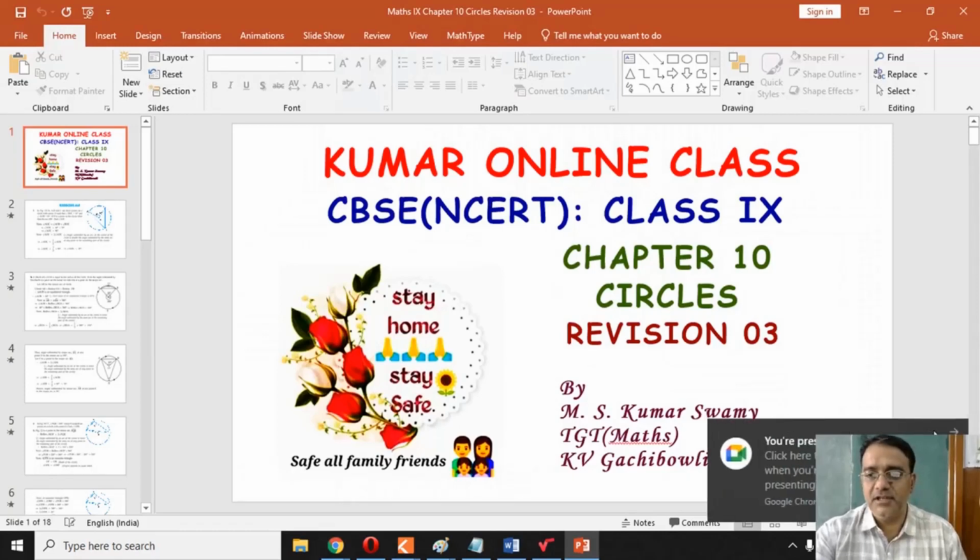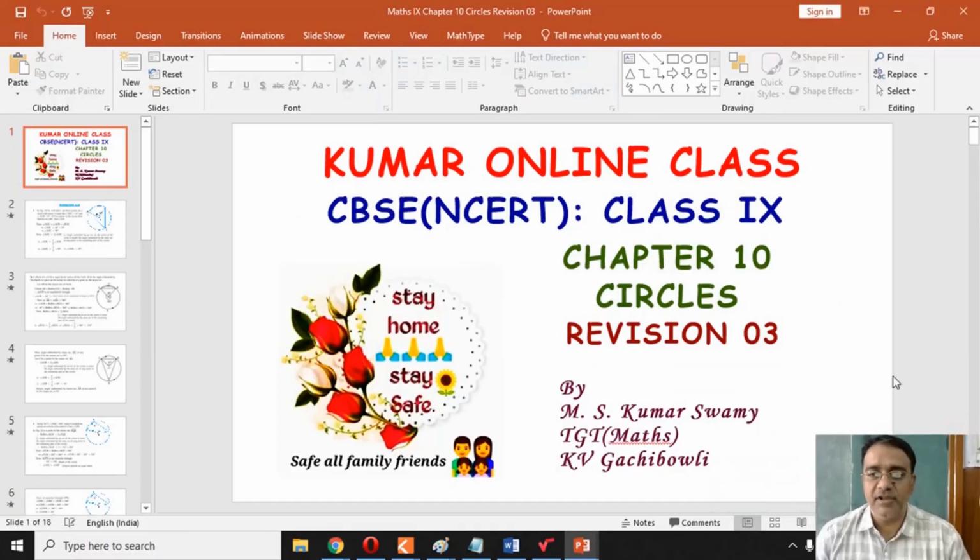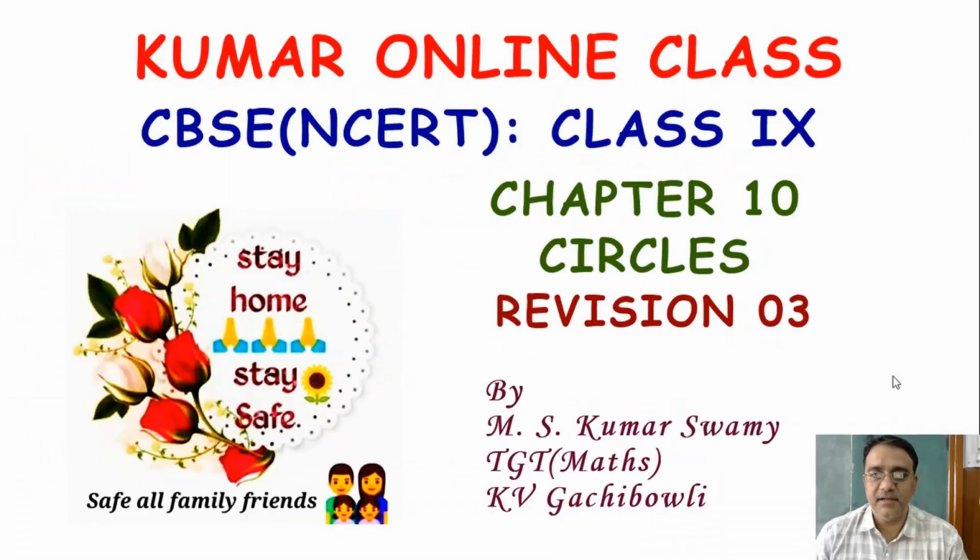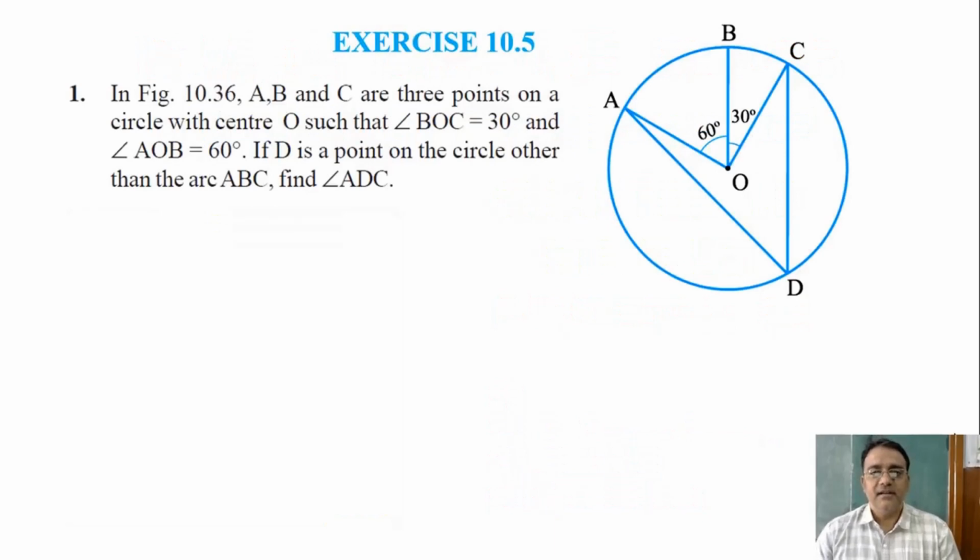Today we are going to start revision number 3 of chapter number 10, circles. We have already completed 2 revisions and this is the last revision, and we are going to complete the last exercise, exercise 10.5. Only a few important questions are there. We'll complete all the questions, and exercise 10.6 is optional, which I'm not going to do.